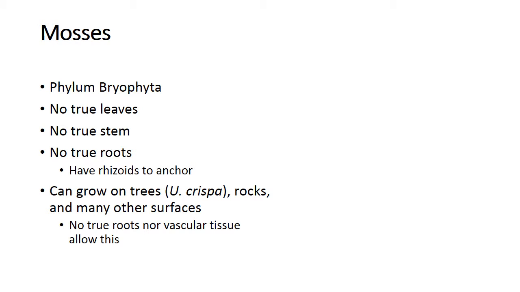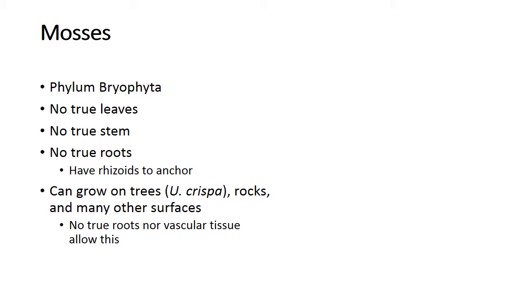So focusing on the mosses specifically, we see that they're in the phylum Bryophyta. They have no true leaves, no true stem, or no true roots. They do, however, have rhizoids to help anchor to different surfaces. Now, what kind of surfaces can they grow on? Trees, like Ulota crispa does, rocks, roofs, buildings, even concrete sidewalks. The lack of roots and vascular tissue allow this.